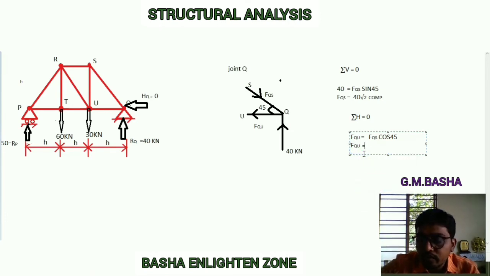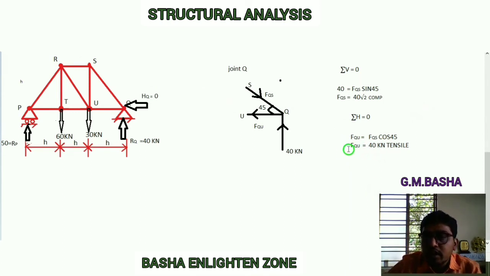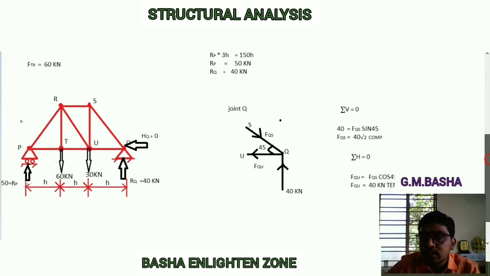That one will be equal to 40 kilonewton. Here the value will be positive, therefore our assumed direction will be correct. So here we are assuming tensile direction, so it will be tensile. Then go on checking the options if there is any force in the members QU and QS.